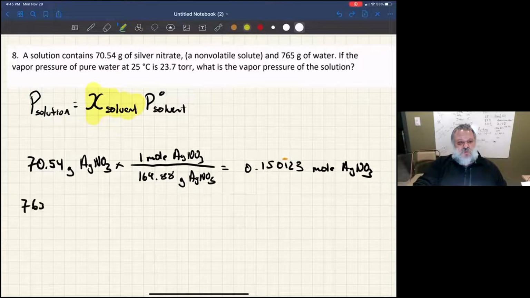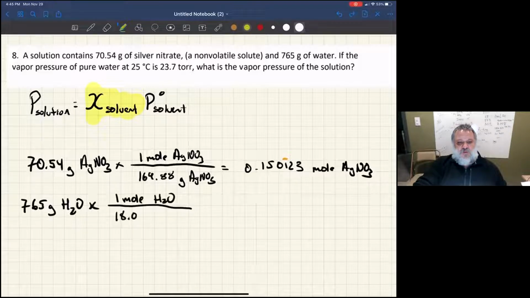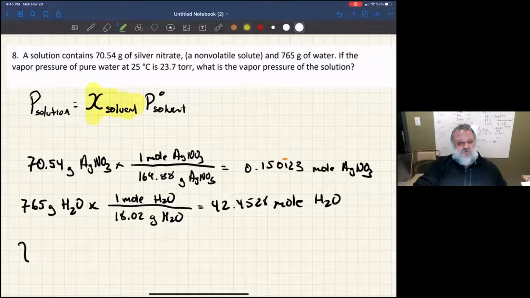Let's do the same thing with water. 7.65 grams of water divided by its molar mass, 18.02 grams. I get 42.4528 moles of water. That's going to have 3 sig figs there. Now, the mole fraction of the solvent is going to be equal to the moles of the solvent, so 42.4528 moles, divided by the total number of moles.